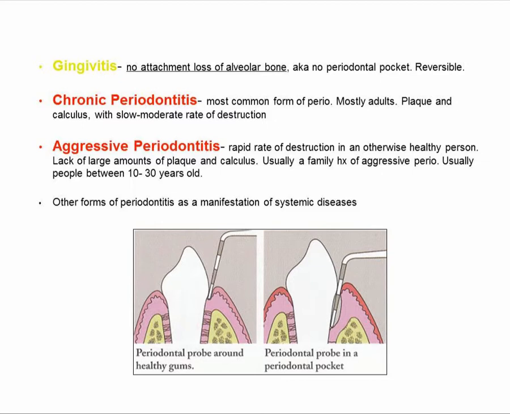So this person lacks the plaque and the calculus that the chronic periodontal disease patient has, and usually with aggressive, it's a family history. Aggressive is also usually between patients between the ages of 10 to 30 years old. And then there's some other forms of periodontal disease, but we're not really going to talk about those today.